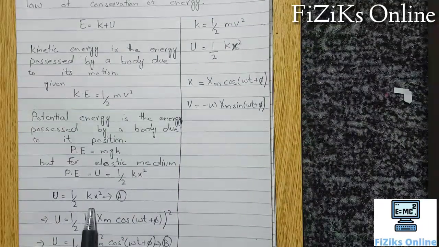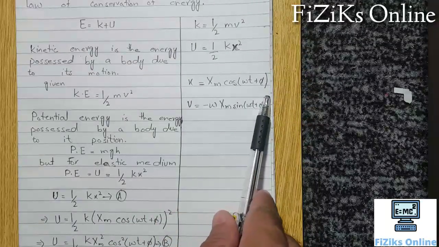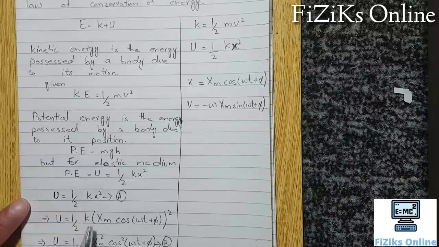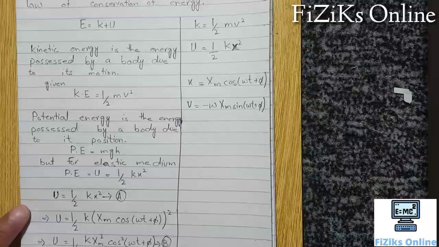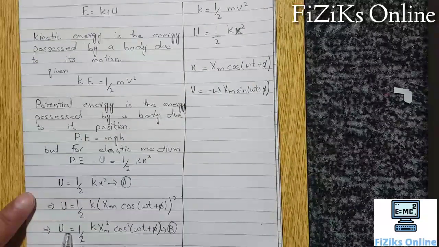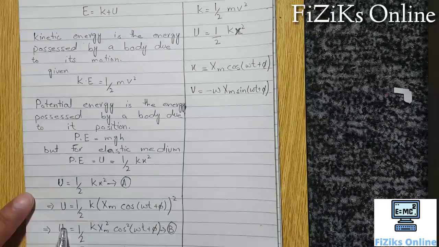For simple harmonic motion, we have derived an expression for x, that is x equals xm cos(omega t plus phi). Putting this value of x in equation A, it gives us half k into xm cos(omega t plus phi) whole square. In the next step, potential energy equals half k xm square cos square(omega t plus phi). This is the potential energy in simple harmonic motion.